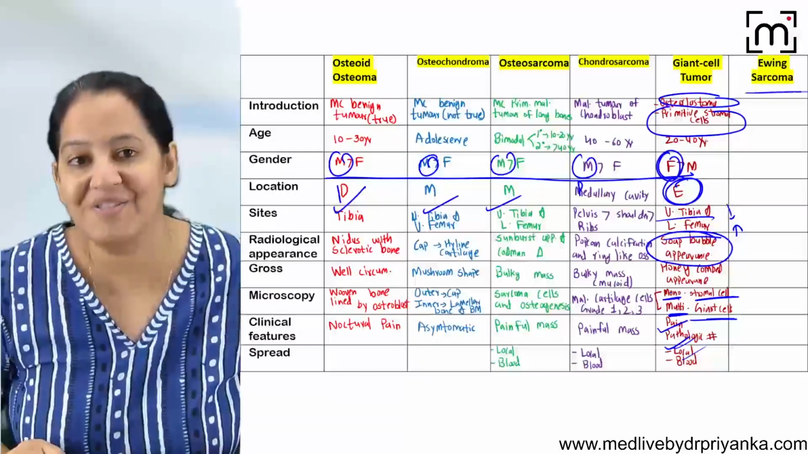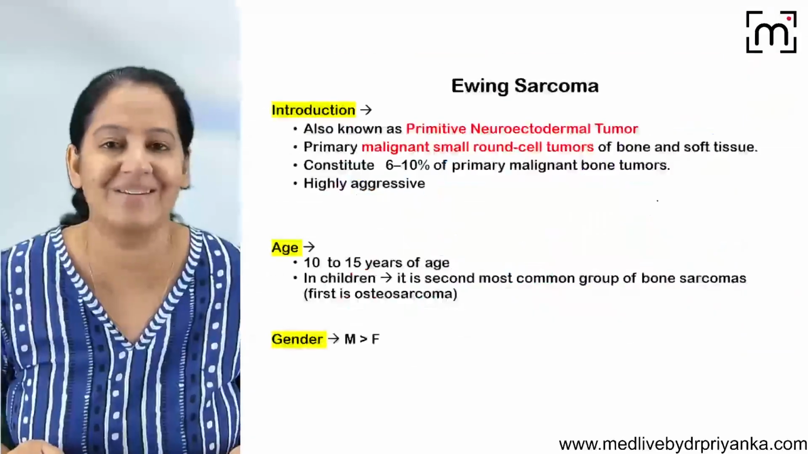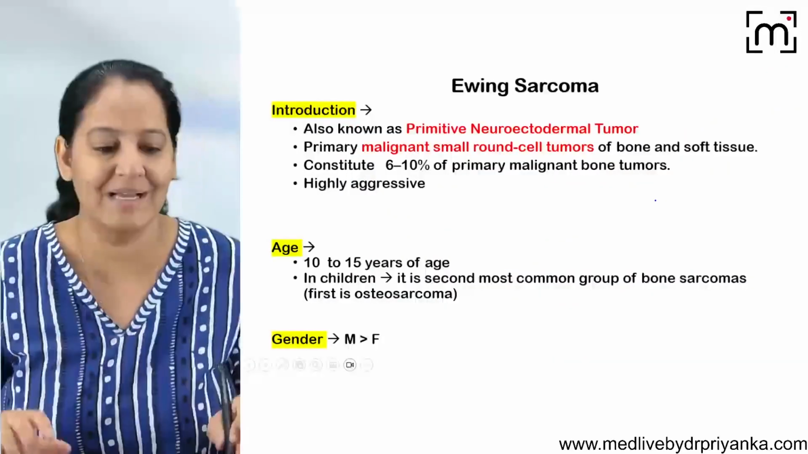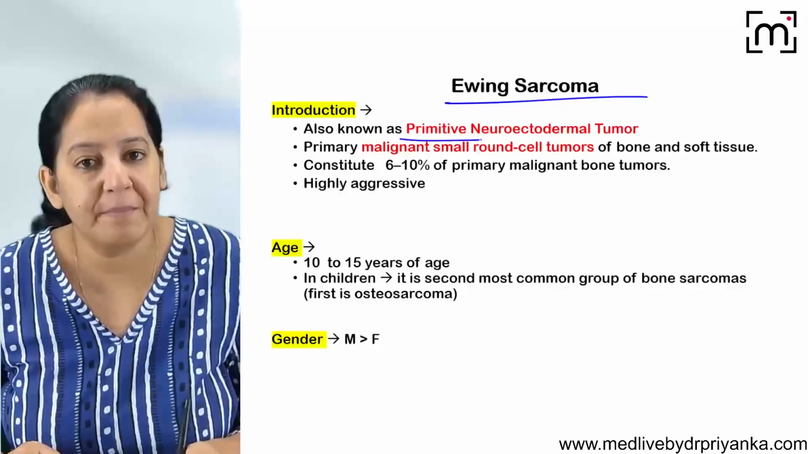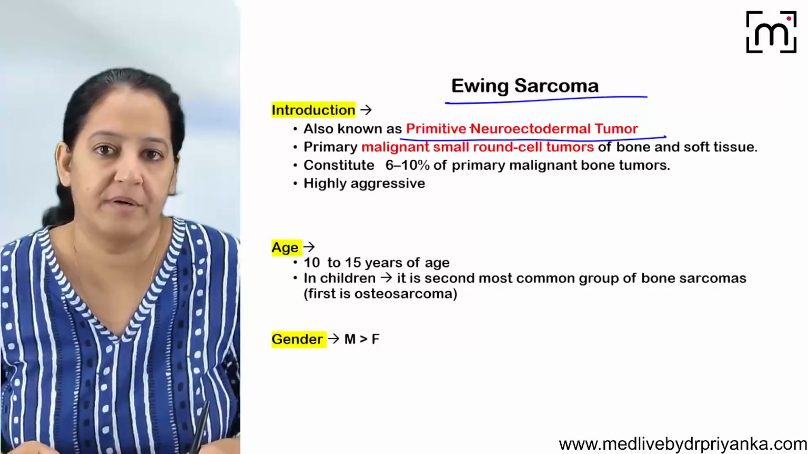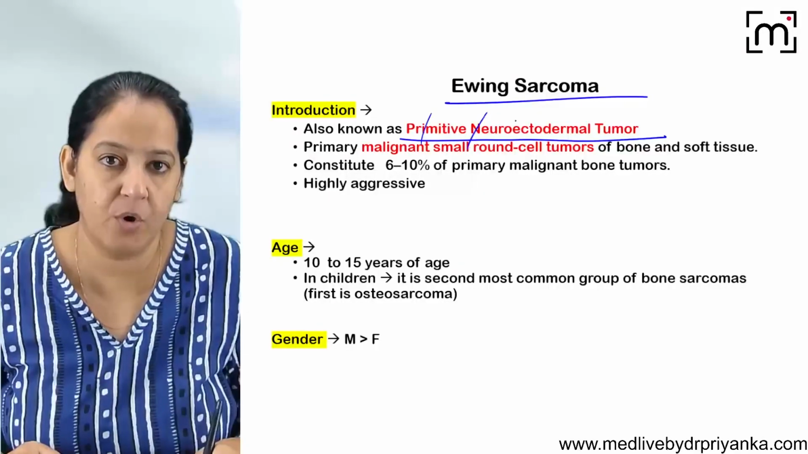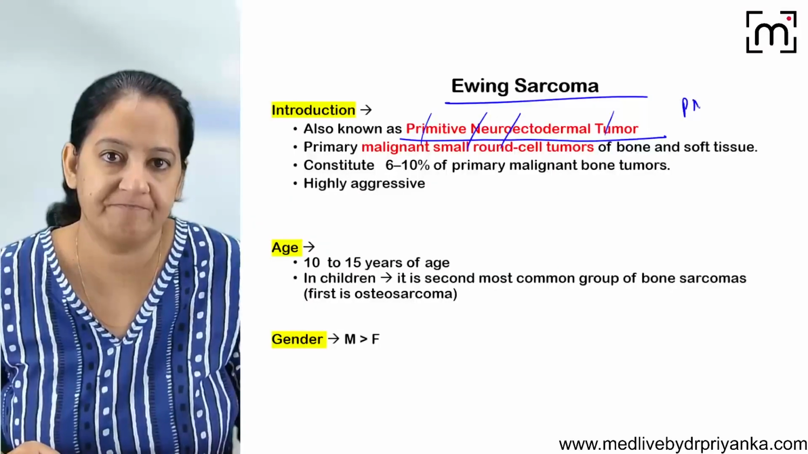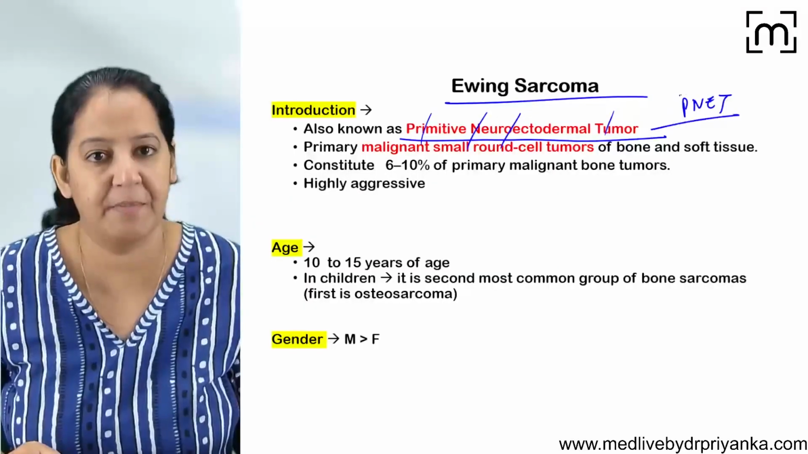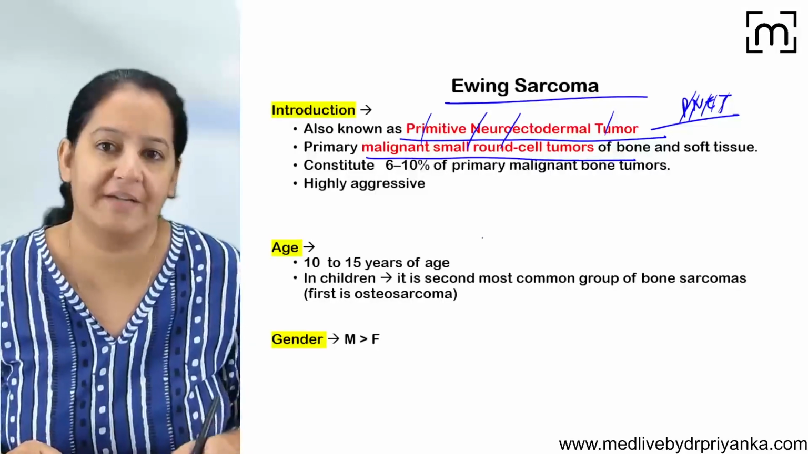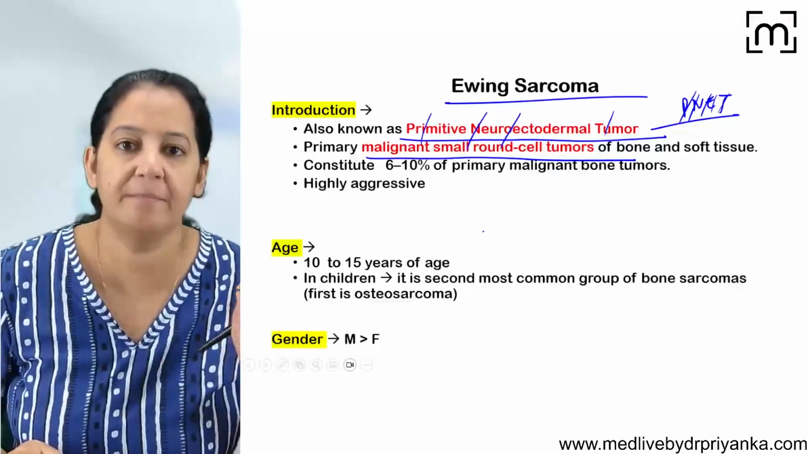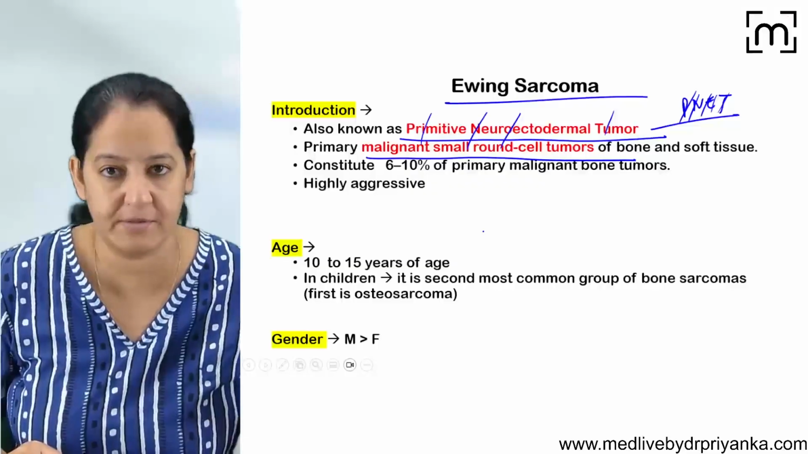Now coming on the last tumor, the Ewing sarcoma. So let's start Ewing sarcoma. The last tumor is Ewing sarcoma. Ewing sarcoma, also known as primitive neuroectodermal tumor. We call it PNET. These are the malignant small round cell tumor. It's a primitive malignant small round cell tumor of the bone and the soft tissue.